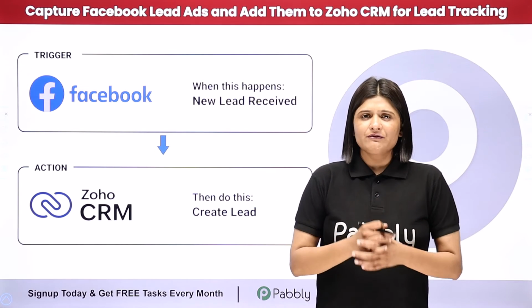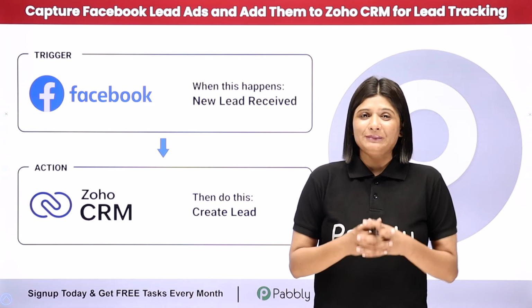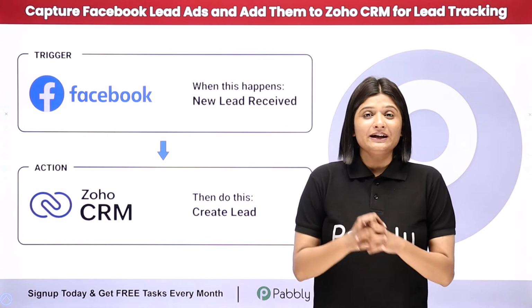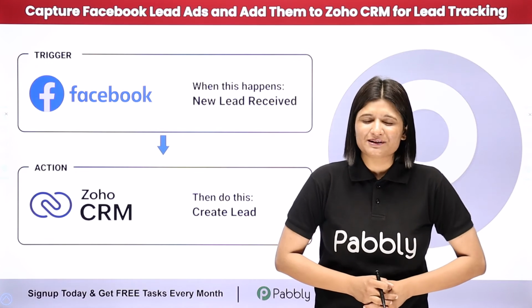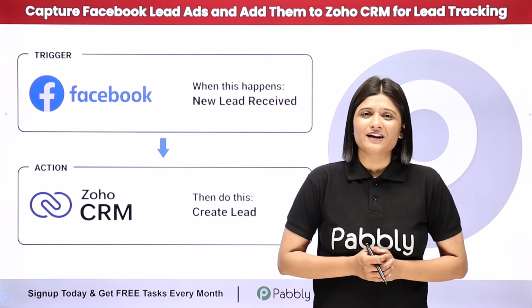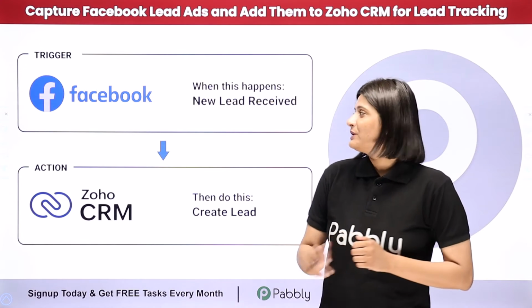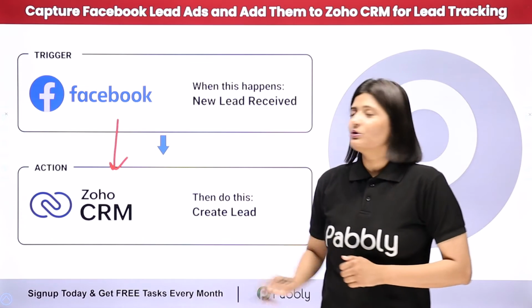Now doing this manually will consume a lot of my time, so I've completely automated this process. And to do this automation, I'm going to use Pabbly Connect. Pabbly Connect is an amazing automation and integration software which requires no coding or programming skills. Here I just need to build a connection between Facebook lead ads and Zoho CRM.